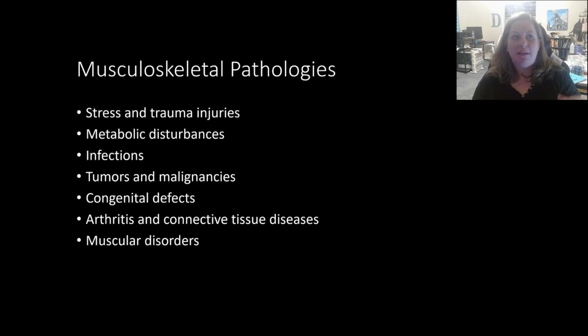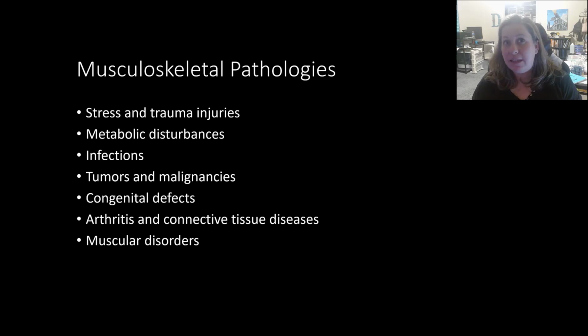So when we look at the musculoskeletal pathologies, they normally fit into one of these types of groups. It could be due to stress or trauma injuries that take place. It could be metabolic disturbances that are causing the problem, infections, tumors and malignancies, congenital defects, meaning that they're born with this problem, arthritis or connective tissue disease, or what we would call muscular disorders. And so some of these deal with muscle and bone, some are more bone, some are more muscle, but they do fall into groups. So we're going to talk about each of these groups briefly.